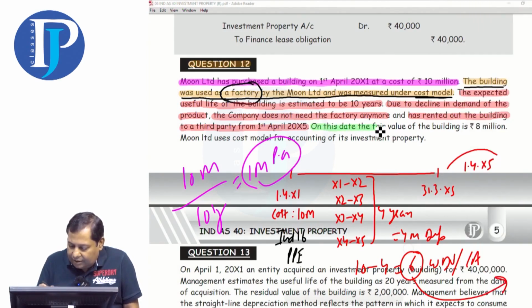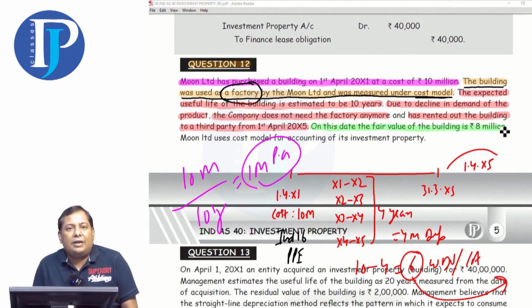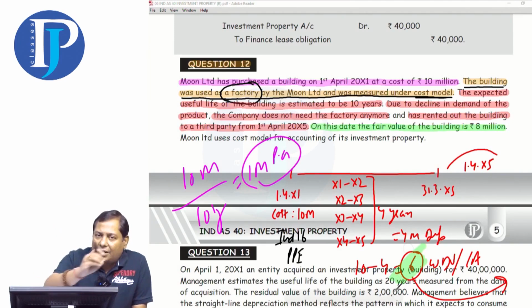Let me read the question. On this date, the fair value of the building is 8 million. You don't need to read the fair value. Why? Transfer is always made at carrying amount. And your carrying amount is 6. It will be transferred at 6. Now it has come out of PPE and into Ind AS 40.